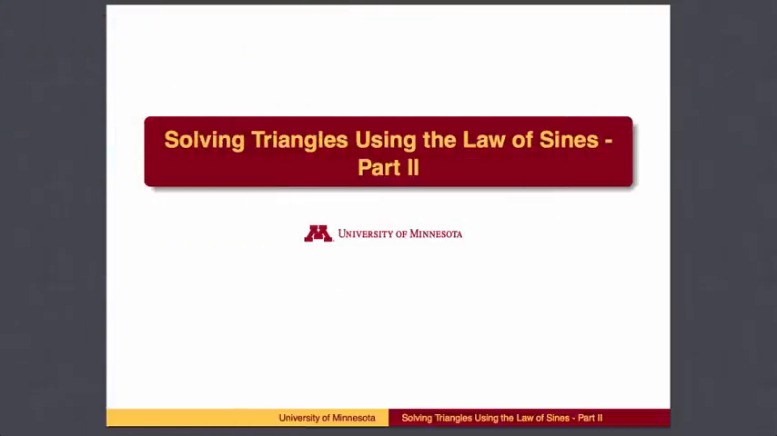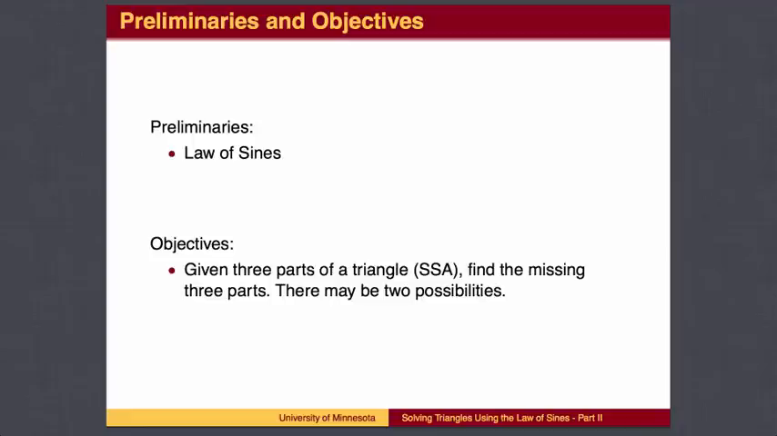Solving triangles using the law of sines, Part 2. You should be familiar with the law of sines and how it can be used to find the missing parts of triangles in the case when you are given the measure of two angles and the length of one side, either the angle-side-angle or the angle-angle-side case. In this lesson, we examine the ambiguous case side-side-angle, which may give two possible answers.